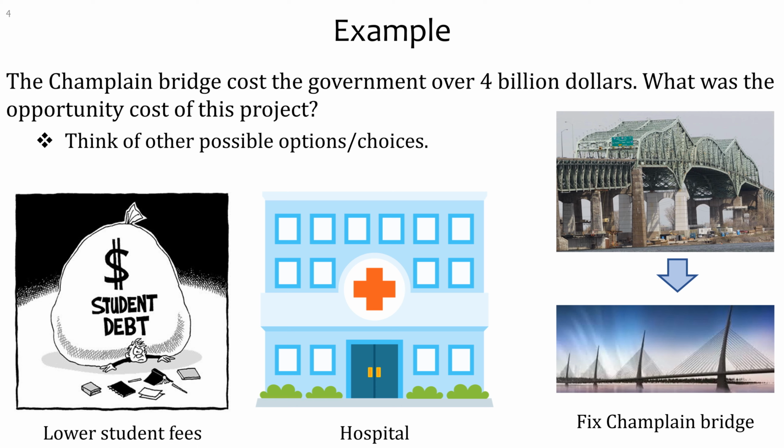Okay, so pause here, record the slide number. Now for the notes here, what I would say is write an example of your own. So I already gave you two examples. There was the bike versus cell phone, and the other example was the Champlain Bridge versus hospital or student fees. Now write an example of your own for opportunity cost before moving on.